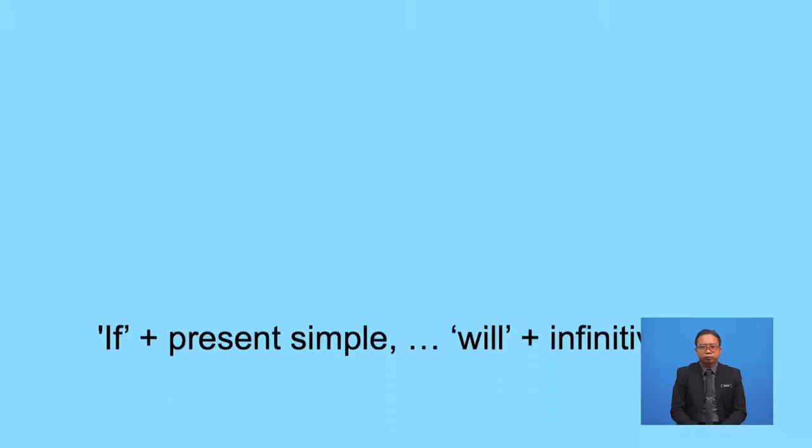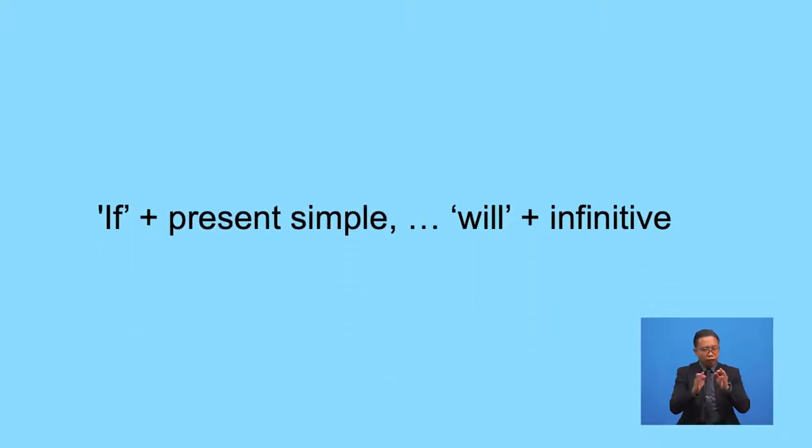The first conditional has the present simple after if, then the future simple in the other clause. If plus present simple, will plus infinitive. The present tense after if refers to the future, not the present. Notice how we use a comma after the present tense clause.